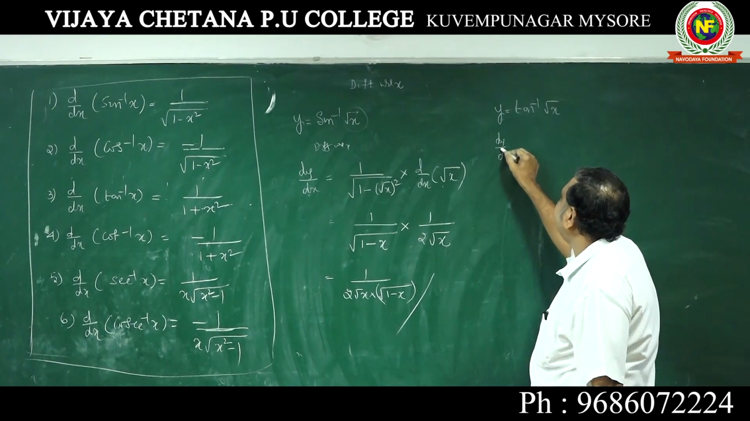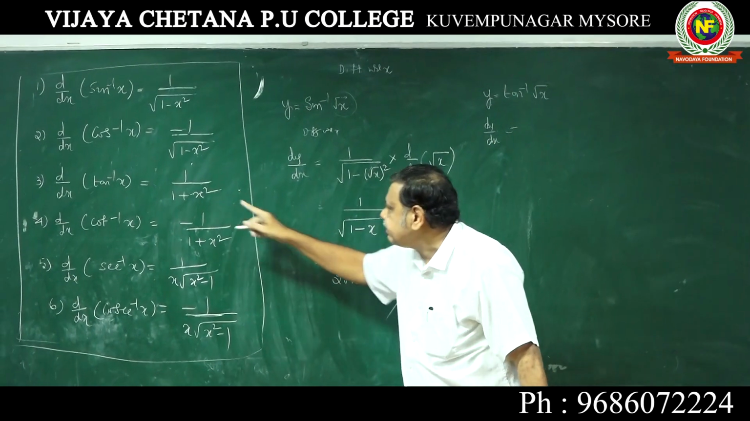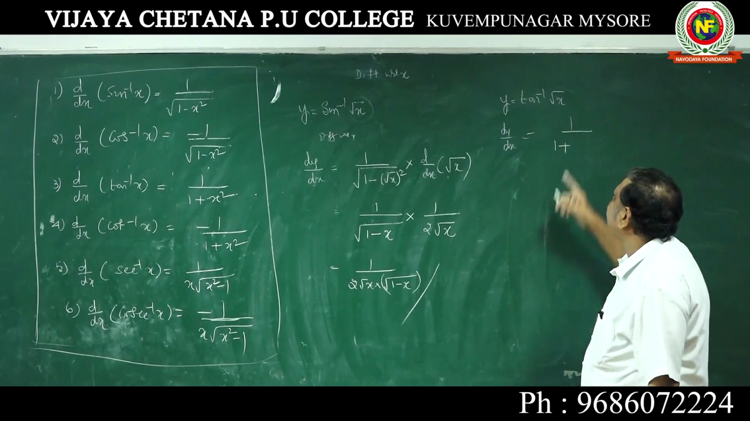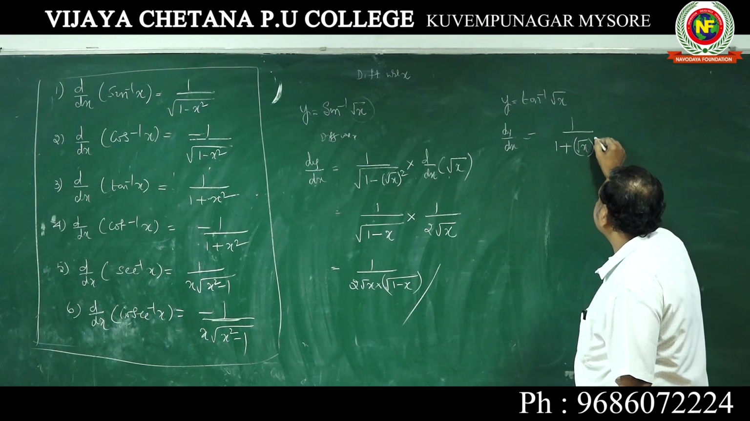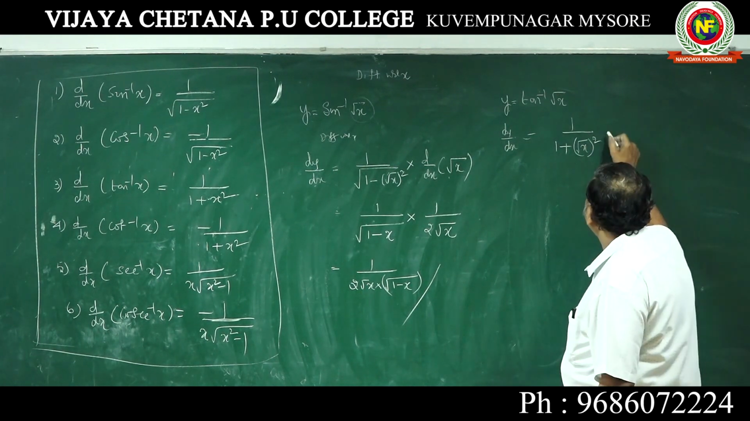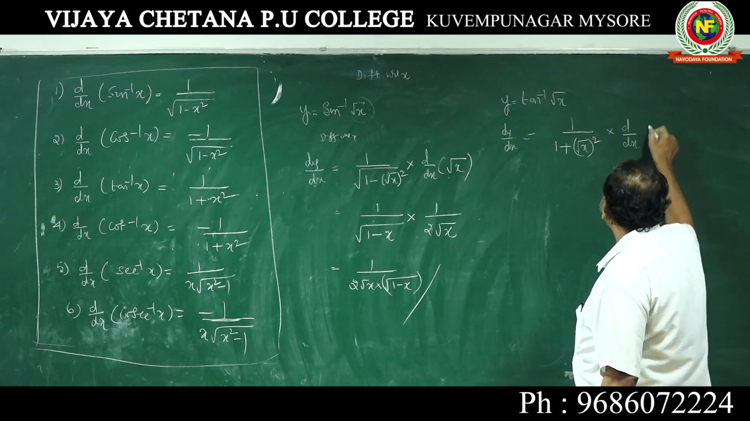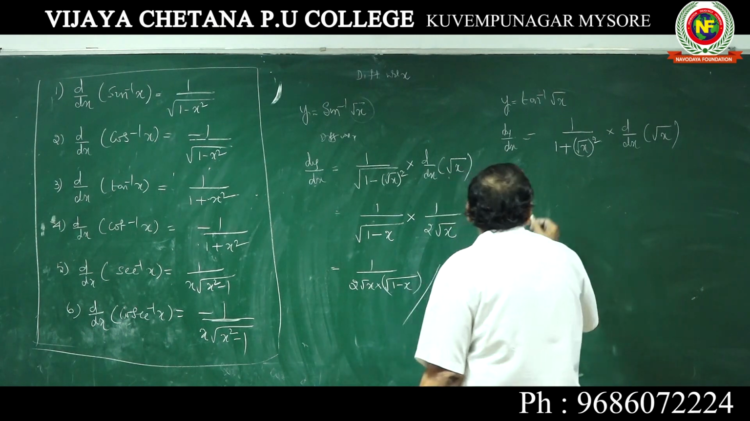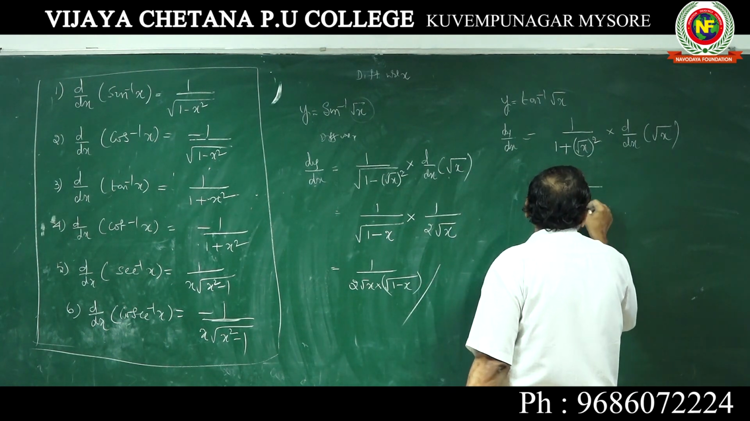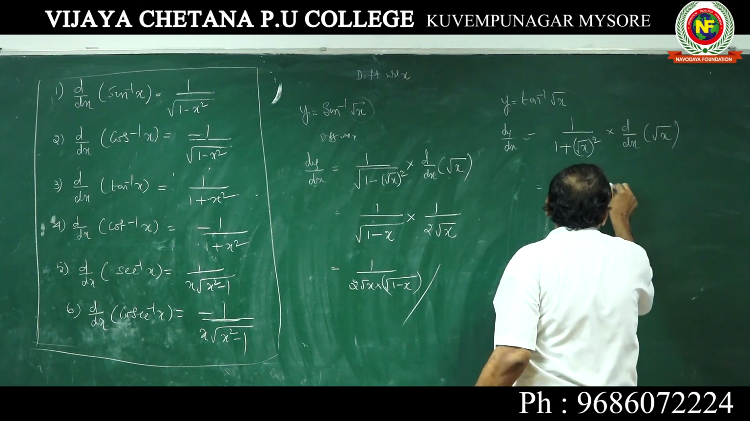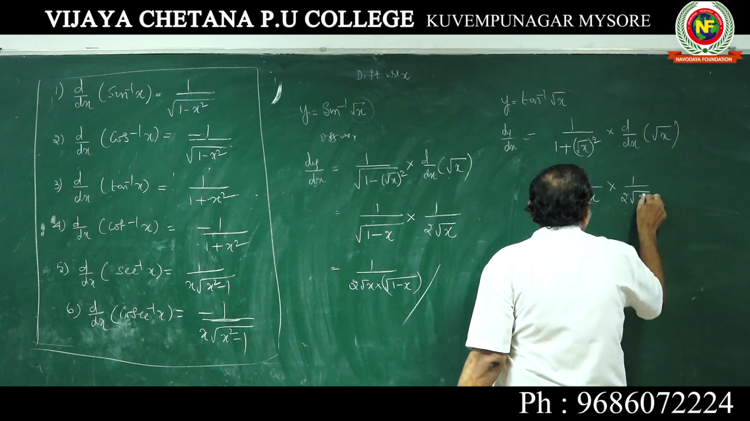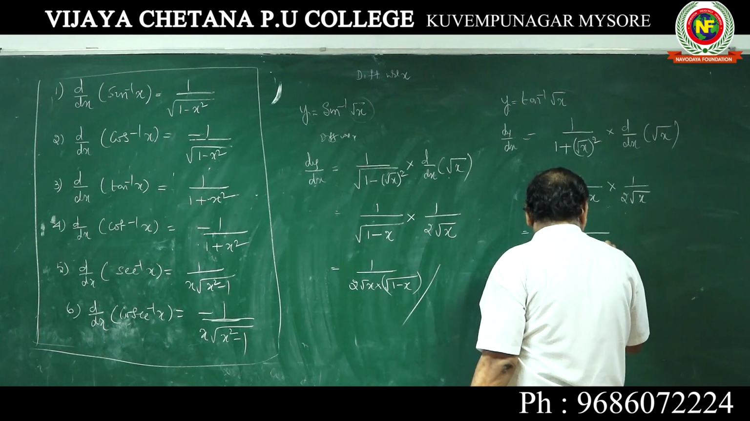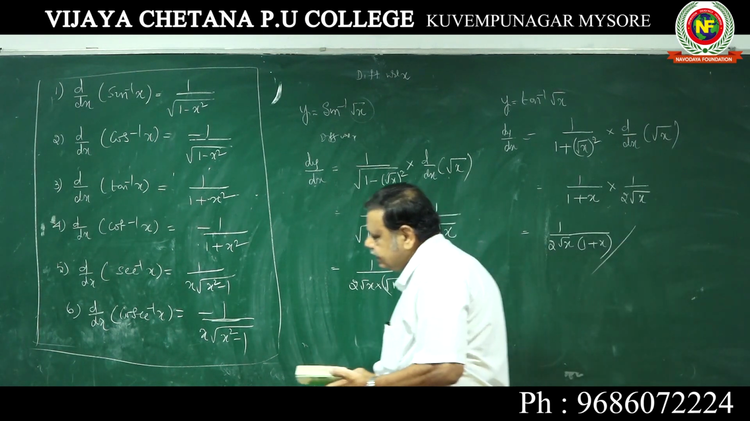Differentiate. dy by dx is equal to, what is the formula? 1 over 1 plus x square. Here, instead of x, what do you write? Instead of x, root x, into d by dx of root x. This is very important because of the chain rule. So it is 1 over 1 plus root x whole square, which is x, into 1 by 2 root x, or it is 1 by 2 root x into 1 plus x. Do not multiply, keep the answer like that.